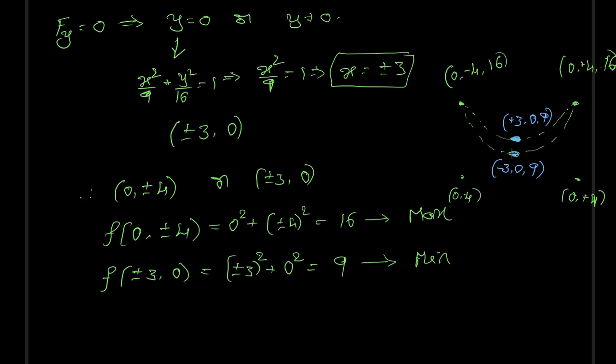So this is how, using the method of Lagrange multipliers, you can find maxima or minima of a given function. This is constrained optimization when you are given equalities.